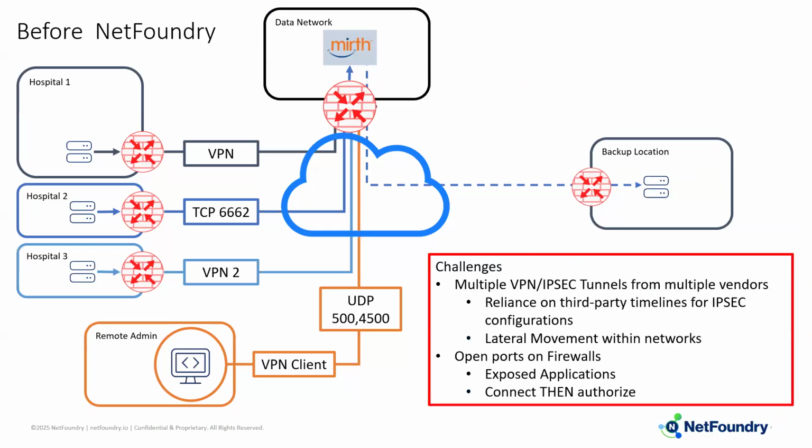The first challenge here is the time that it'll take for those VPNs to get stood up. You've got third-party timelines, back and forth configurations and validations. That can sometimes take weeks. Once everything is stood up, it now becomes a potential exploit vector throughout all of the networks, as there's now the availability for lateral movement.